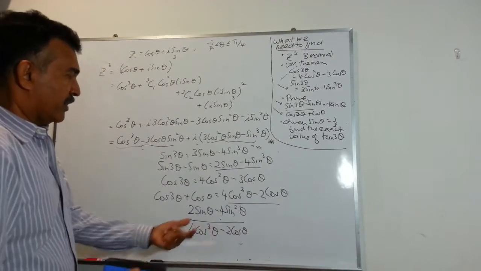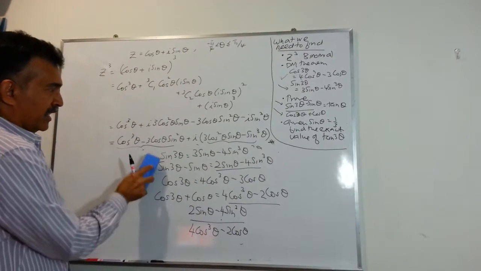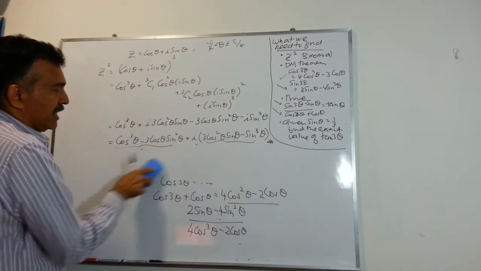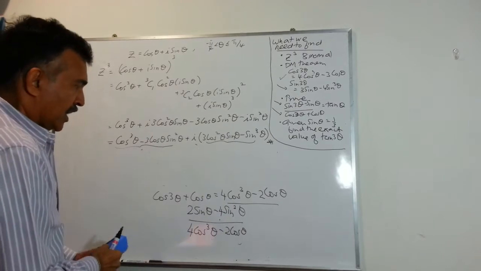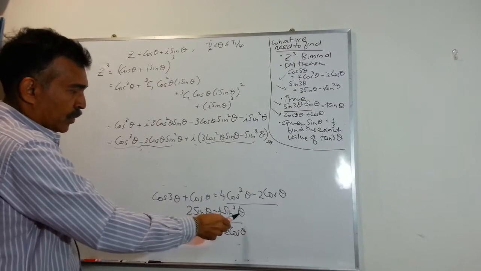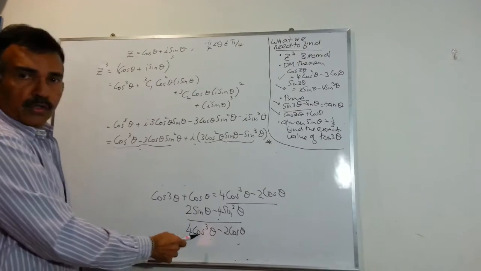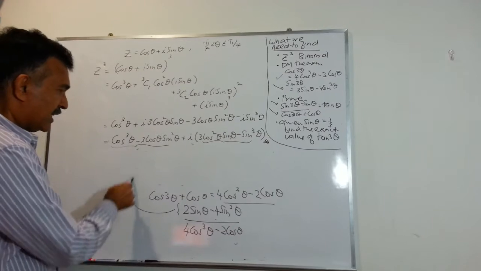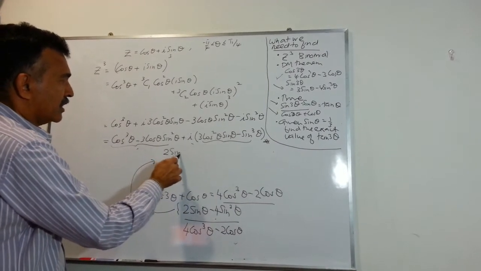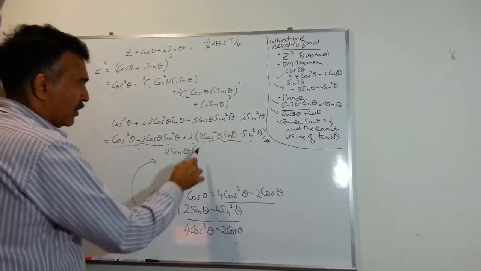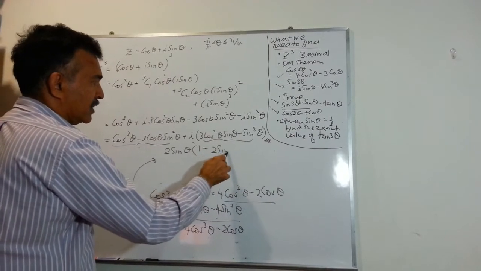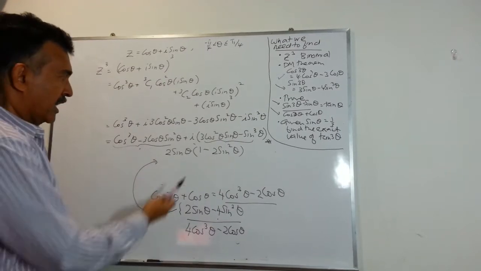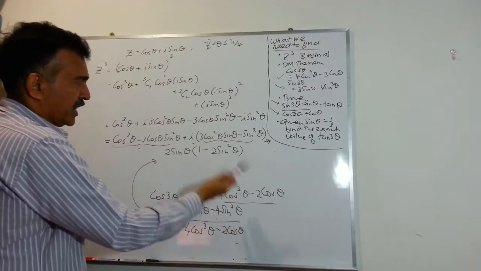Okay, now that I've written this out, we don't need this. I can erase it so that we can see the working quite clearly. 2 sine theta minus 4 sine cube theta divided by 4 cos cube theta minus 2 cos theta. So in this numerator, let's take out 2 sine theta. So what do we end up with? We have 1 minus 2 sine squared theta. If I take out 2 sine theta here, factorizing, I'll have 1 minus 2 sine squared theta.